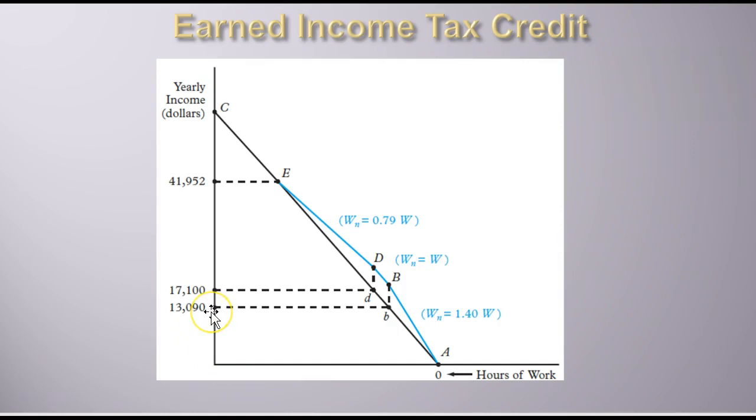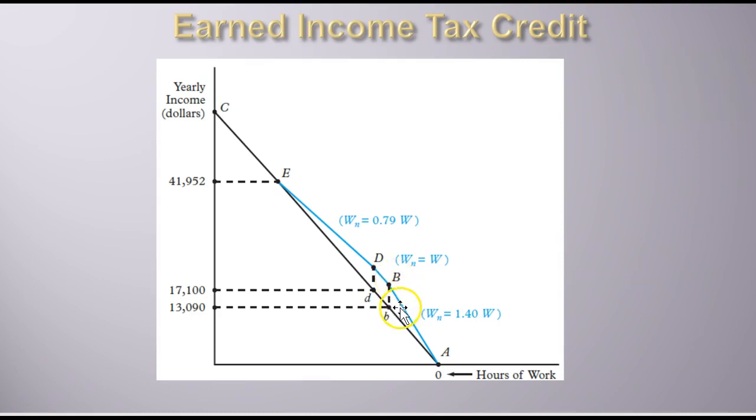If you make 0 to 13,900, whatever you make in your wage, the government will give you on top of that a subsidy equal to 40%. So if you make $10 an hour, the government's going to give you an additional $4 an hour. In that case, you'll make 1.4 times your wage, so you'll make $14 instead of 10. And so you see it going up at a faster rate up to that point.